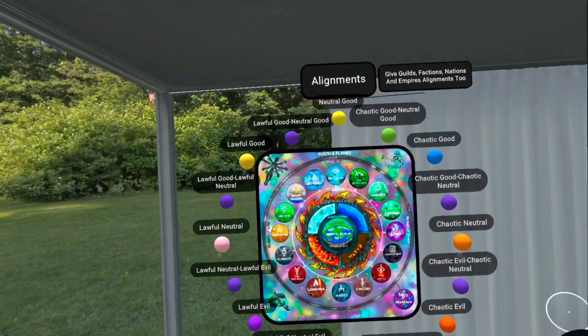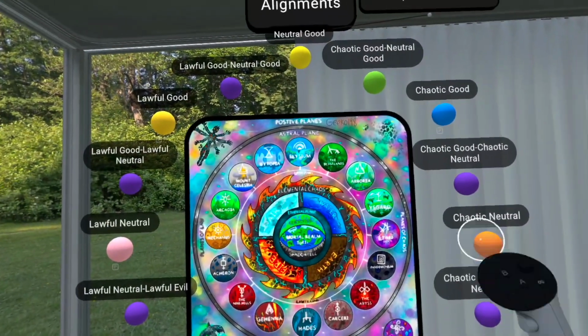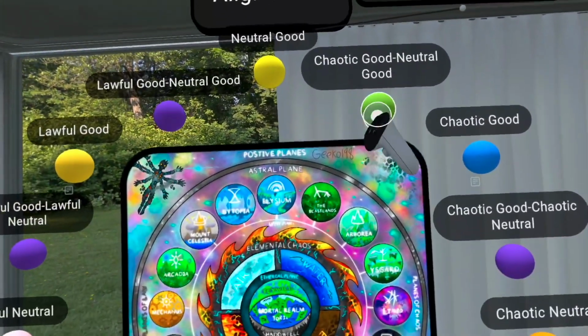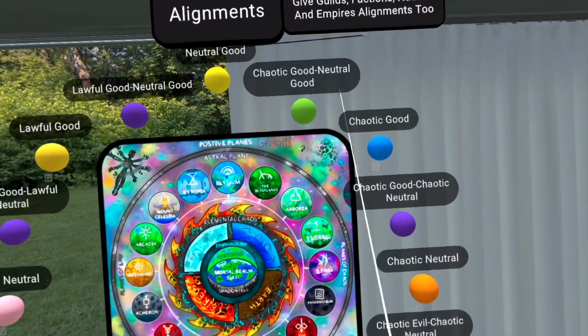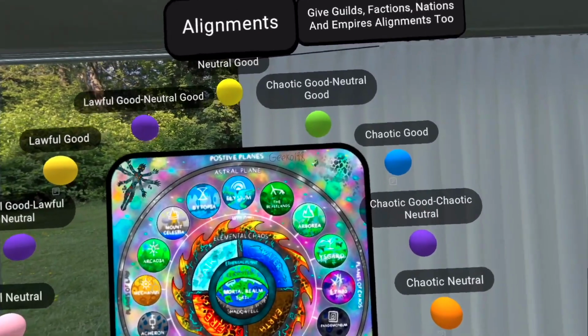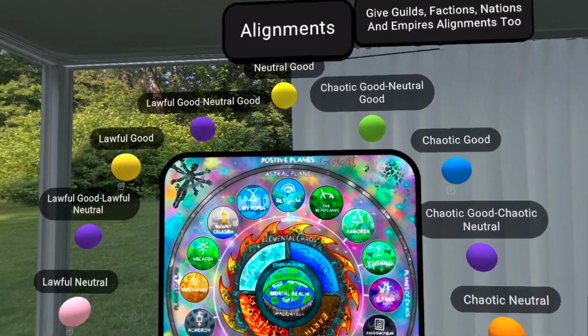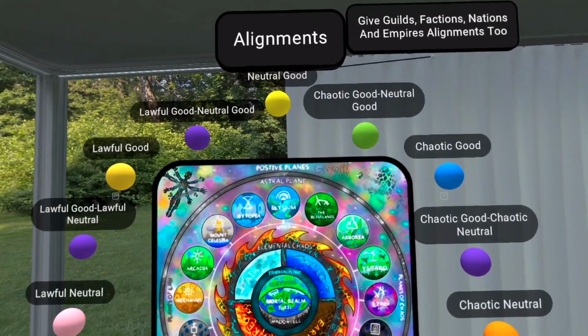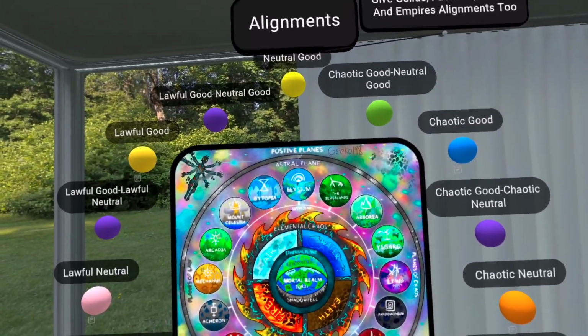Over here, we've got alignments. I like this, this is cool. I dragged in this image online and then I've made a node that's connected to each of the different alignments, as you can see. I had another idea that you could have a whole room devoted to lore, a whole room devoted to the cosmology of Dungeons and Dragons.